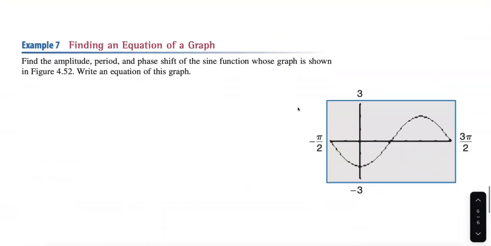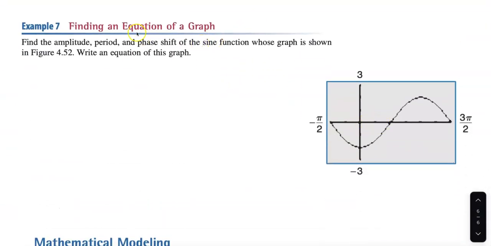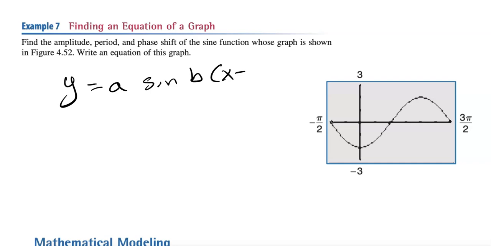Okay, how about if we go backwards? On this graph, they want us to find the amplitude, the period, and the phase shift of the sine function. So this is a sine function. Basically, we're trying to do this. So we have a sine function, y = a sin(bx - c), and we want to figure out what a is, what b is, and what c is.